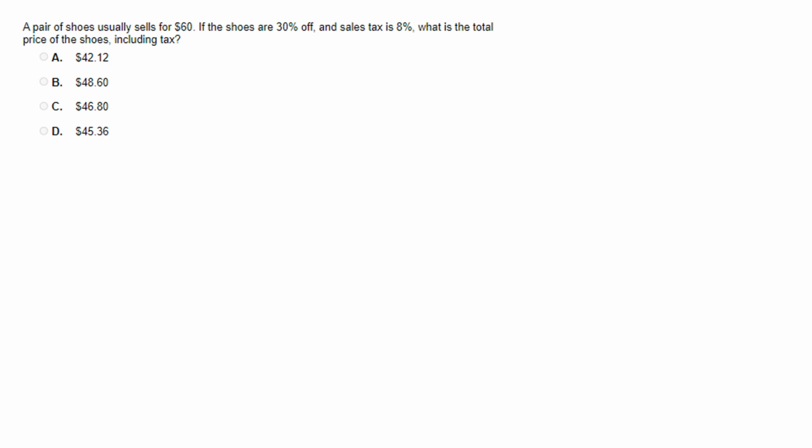A pair of shoes usually sells for $60. If the shoes are on sale for 30% off and the sales tax is 8%, what is the total? So I'm going to do both ways again to show you how you can do this. So the first one is I'm going to multiply by 30%.